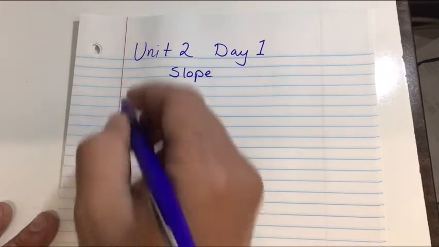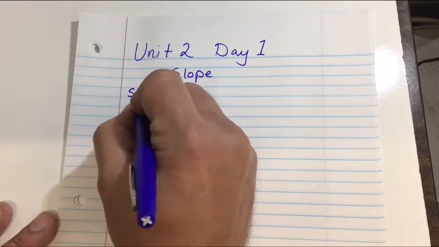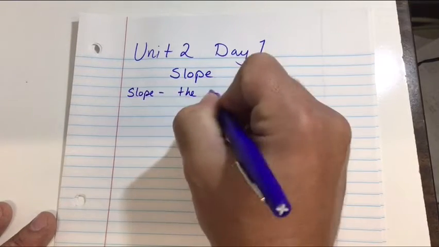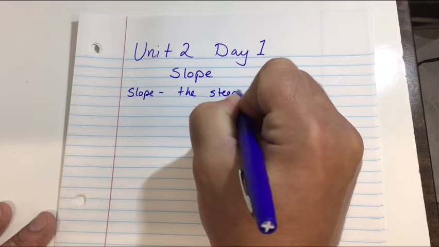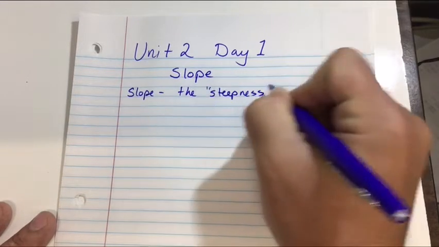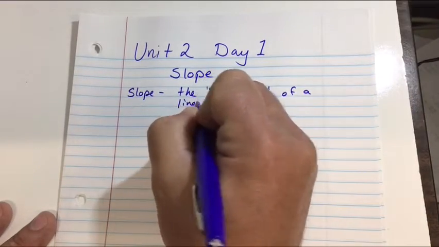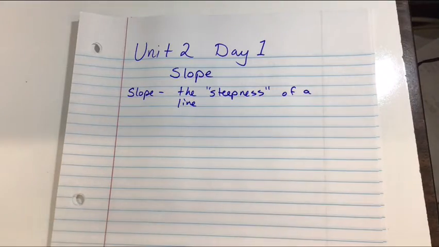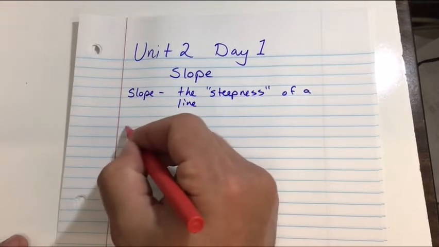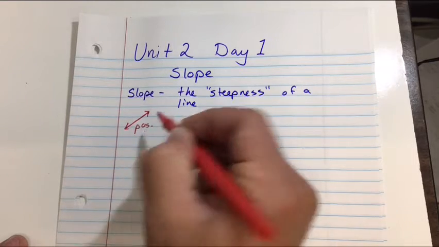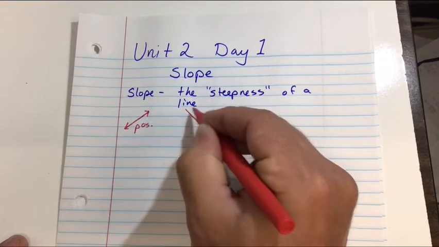All right, first of all, let's talk about what slope means. The word slope refers to the steepness of a line. And there's a lot of possible slopes we could have then. In general, slopes could be positive, meaning going up and to the right, or they could be negative, going down and to the right.